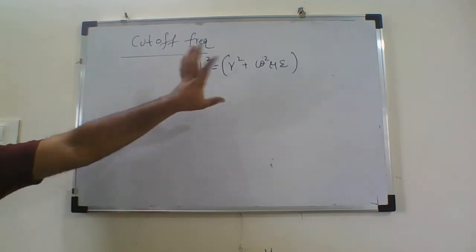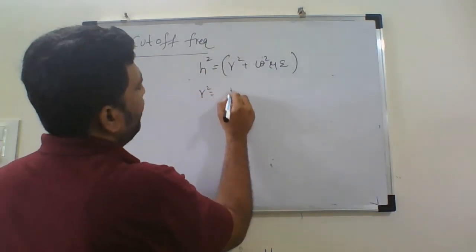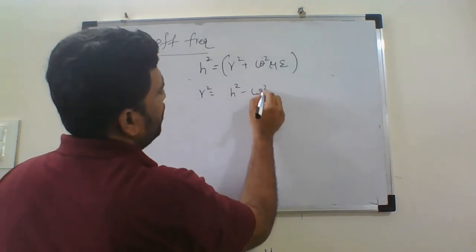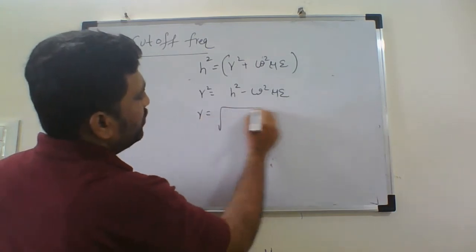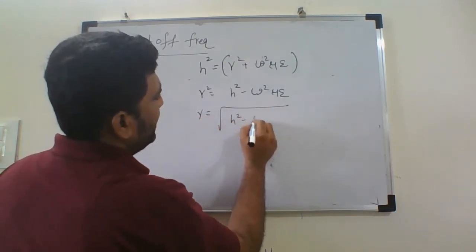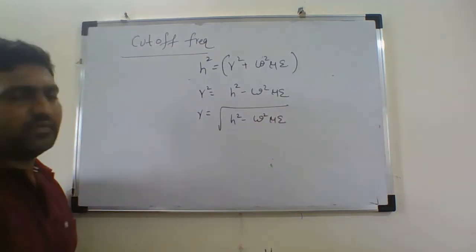Okay, so let us take that expression again. From this, gamma square is equal to h square minus omega square mu epsilon. Or gamma is equal to root of h square minus omega square mu epsilon. So this is the thing, right?